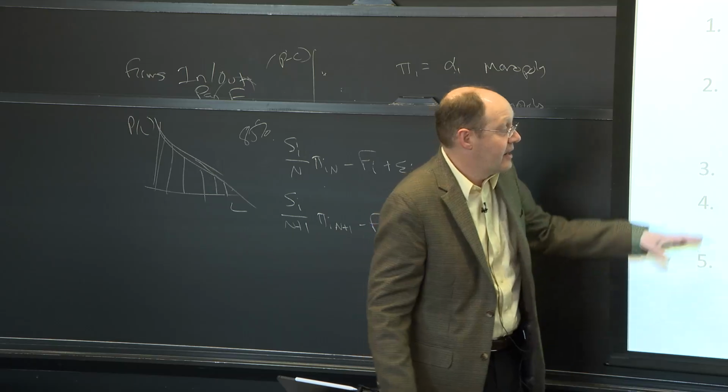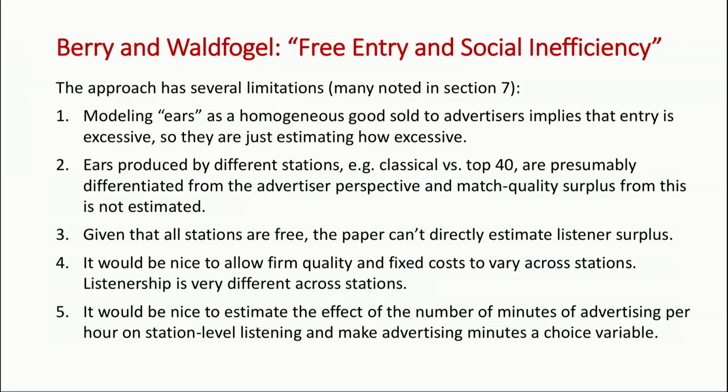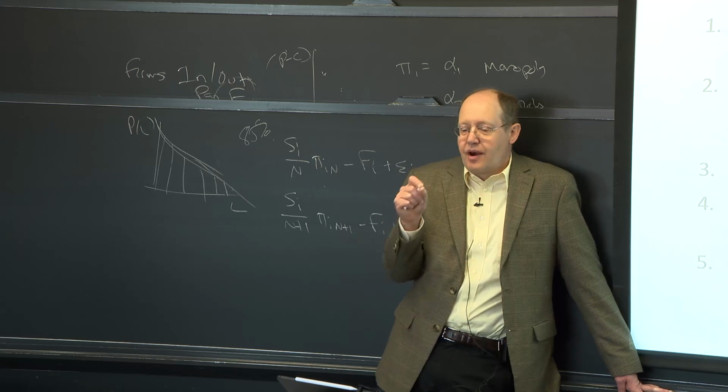The other thing that I think they don't have the data to do, but I think a big question in these media markets is what is the number of advertising minutes per hour, and how is that optimal relative to consumer preferences and advertiser preferences? It would be very nice to know more about how do advertisers choose the number of minutes per hour, how do radio stations choose the number of minutes per hour, and what does the trade-off look like?